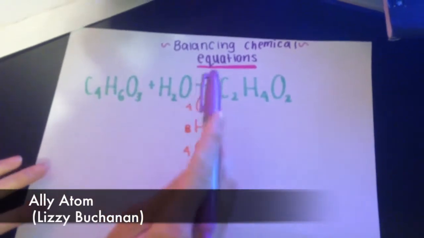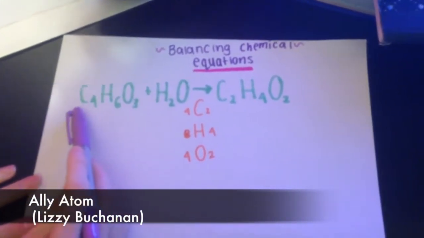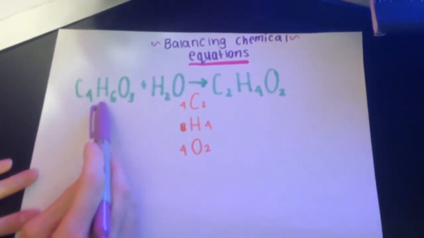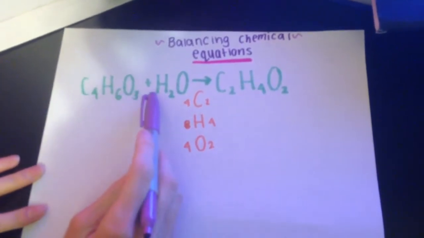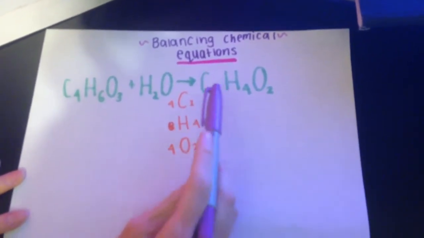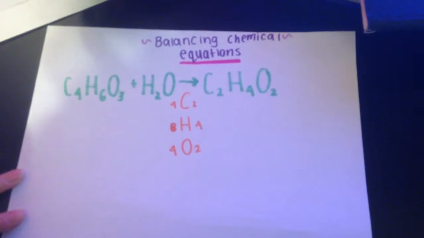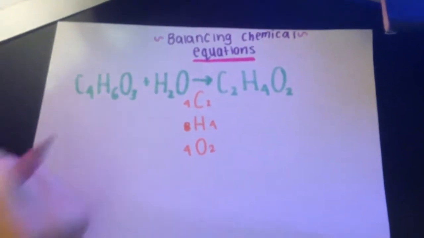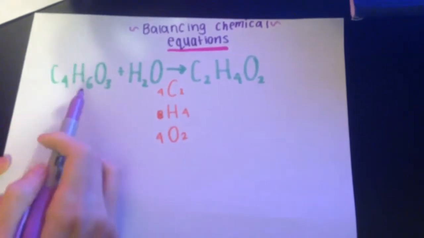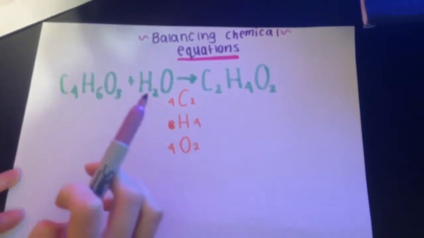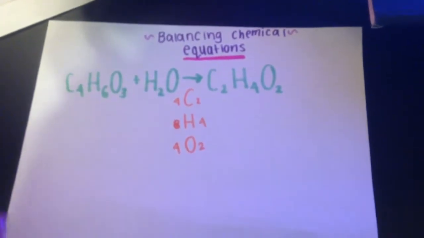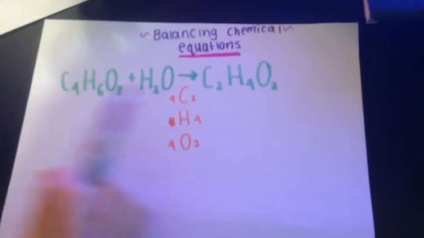This is how we balance chemical equations. The equation is C4H6O3 plus H2O yields C2H4O2. So the first thing we're going to do is write down all the elements that we have. We have carbon, so we're going to write that. And then we have hydrogen, write that. And then oxygen, we're going to write that. And now we say how many atoms of each we have on each side.